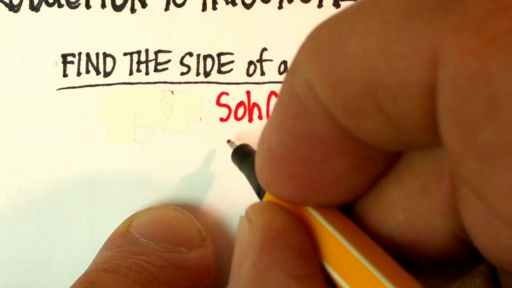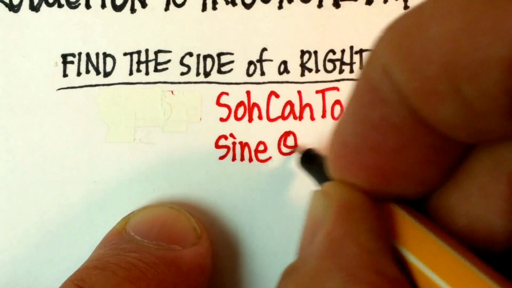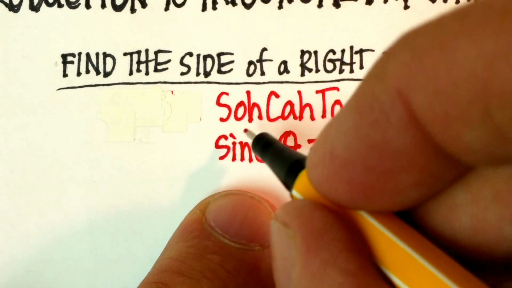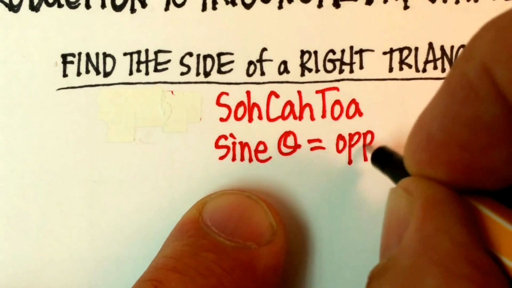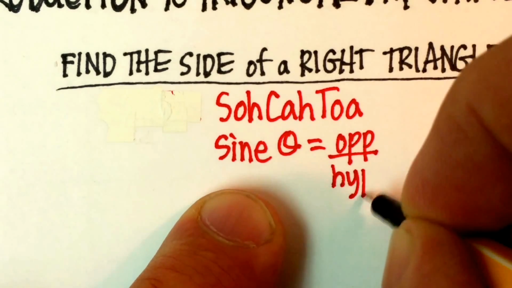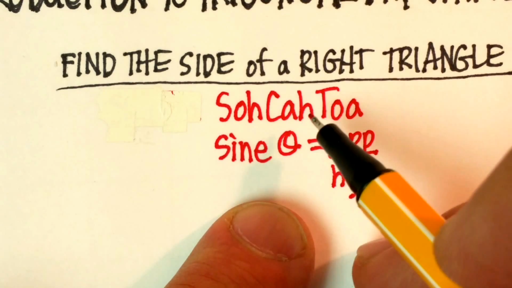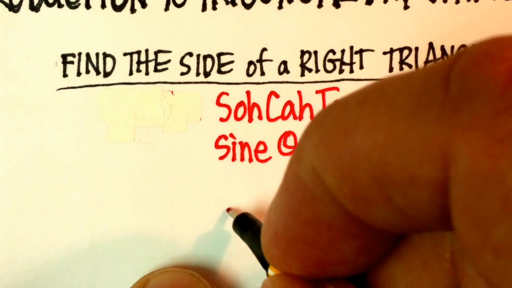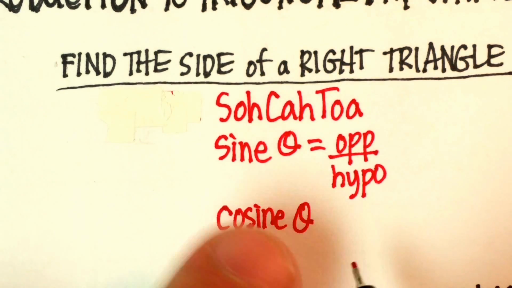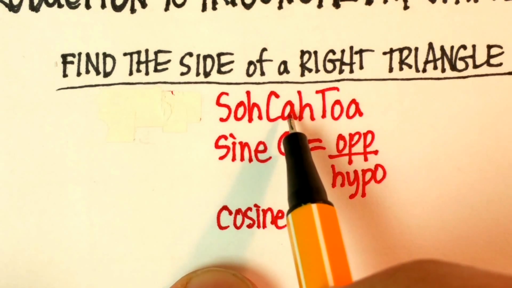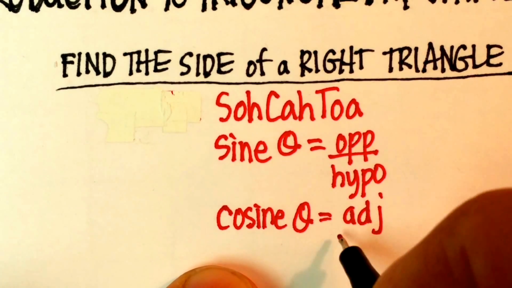So S stands for sine, so we know that the sine of an angle is going to be equal to the opposite side in the triangle over the hypotenuse. So I'm just going to go opposite over hypotenuse. The CAH gives me that the cosine of any angle is going to be equal to the adjacent side over the hypotenuse. So adjacent over hypotenuse.